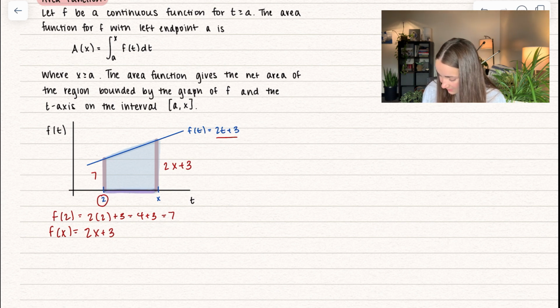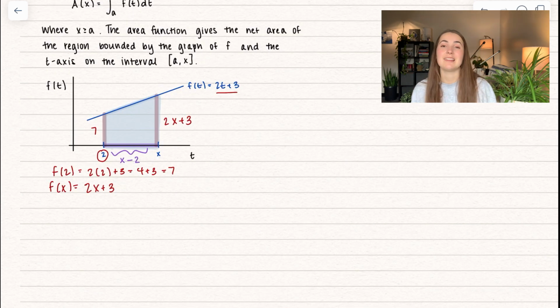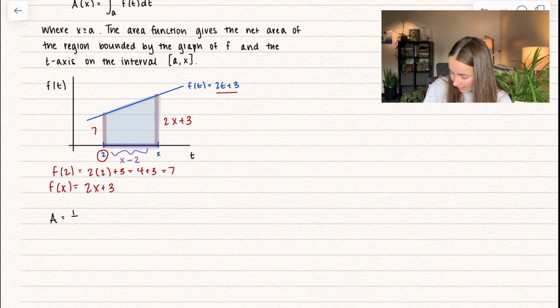So the base is going to be this length right here. What we do is we take the entire length, and this whole thing goes out to x. We want to subtract this second little area right here, which has a length of 2. So I know this entire length is going to be x minus 2. So now we have both our heights and the base. If we remember, the area of a trapezoid can be found as 1/2 base times height 1 plus height 2. So let's plug in what we know. We know the base is x minus 2, the first height is 7, and the second height is 2x plus 3.